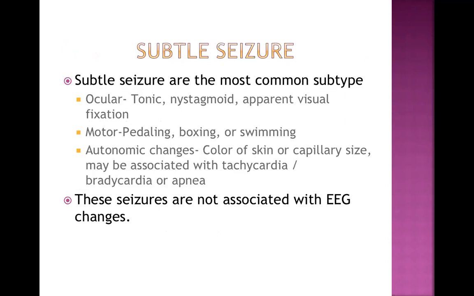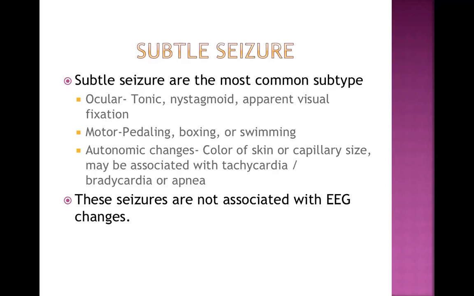Then what type of seizures are common? They are called subtle seizures. They are quite common. Among those subtle seizures, there may be an ocular type of subtle seizure, like some abnormal activity or movement in the eyes. There may be tonic movement of the eye. There may be nystagmoid movement, which is also known as nystagmus, the oscillatory movement, isn't it? Apparent fixation of the eye may also be there. That means the baby keeps on looking at one area, or maybe into space, just fixing the eye.